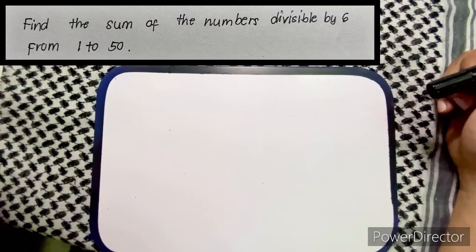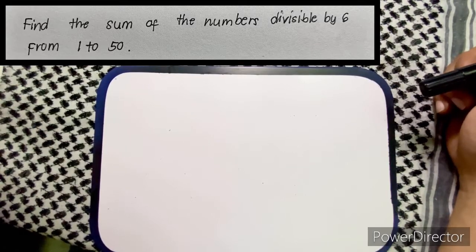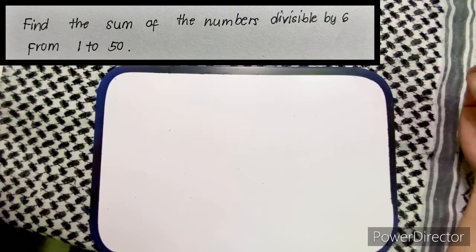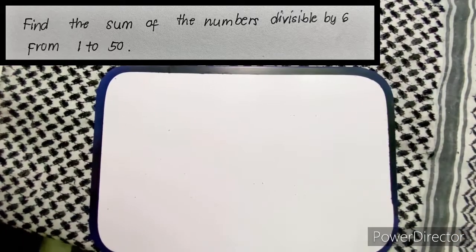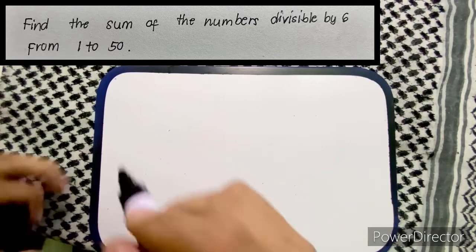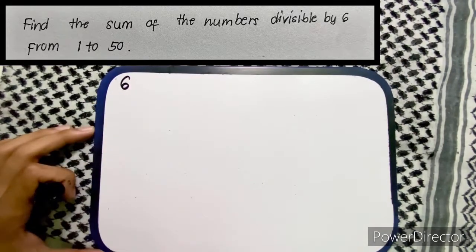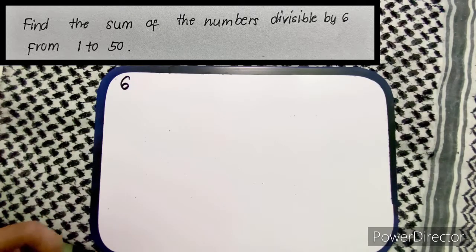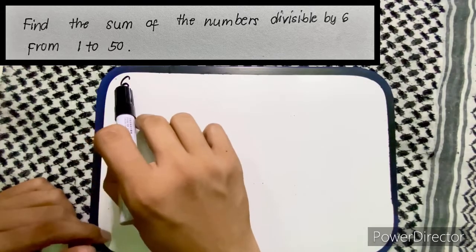Okay, number 4. Find the sum of the numbers divisible by 6 from 1 to 50. So if we say divisible, it means that the quotient is a whole number. From 1 to 50, what is the first number which is divisible by 6? So we will start at 6, right? Because 6 divided by 6 is 1. You cannot say 5 because 5 divided by 6 is a fraction, less than 1, and that fraction is not a whole number, okay? So we'll start at 6.